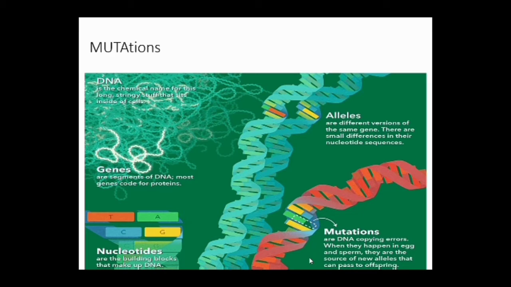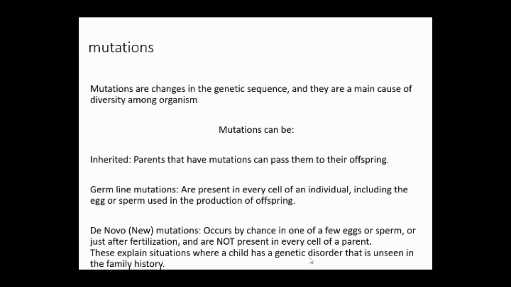Mutations are DNA copying errors. When they happen in egg and sperm, they are the source of new alleles that can be passed to offspring. Mutations are changes in the genetic sequence, and they are the main cause of diversity among organisms. Mutations can be inherited. Parents that have mutations can pass them to their offspring.